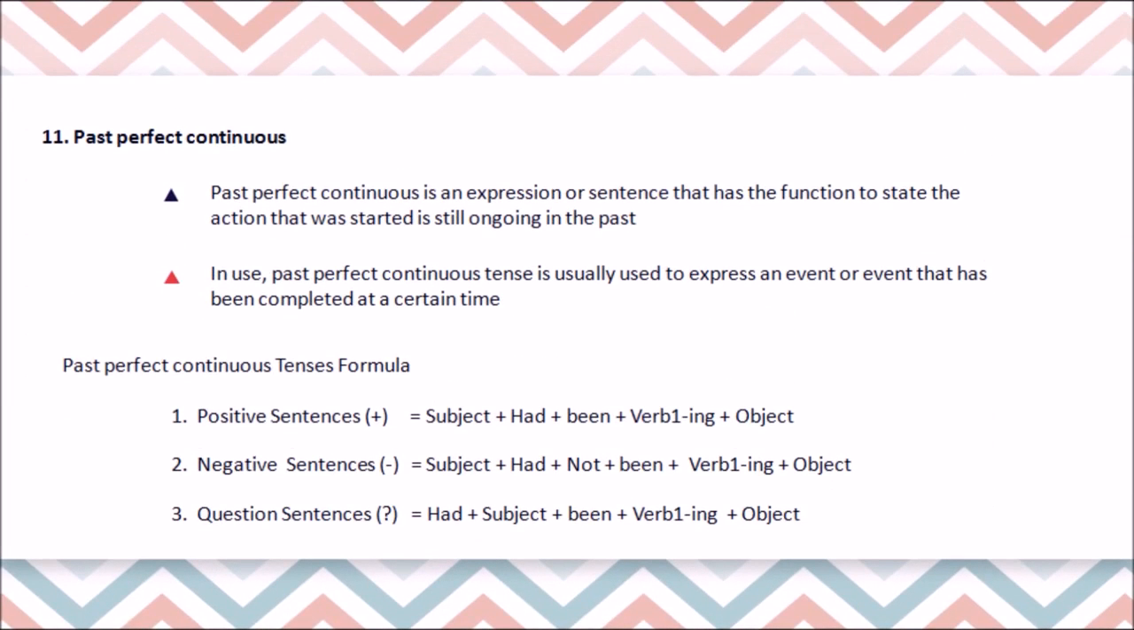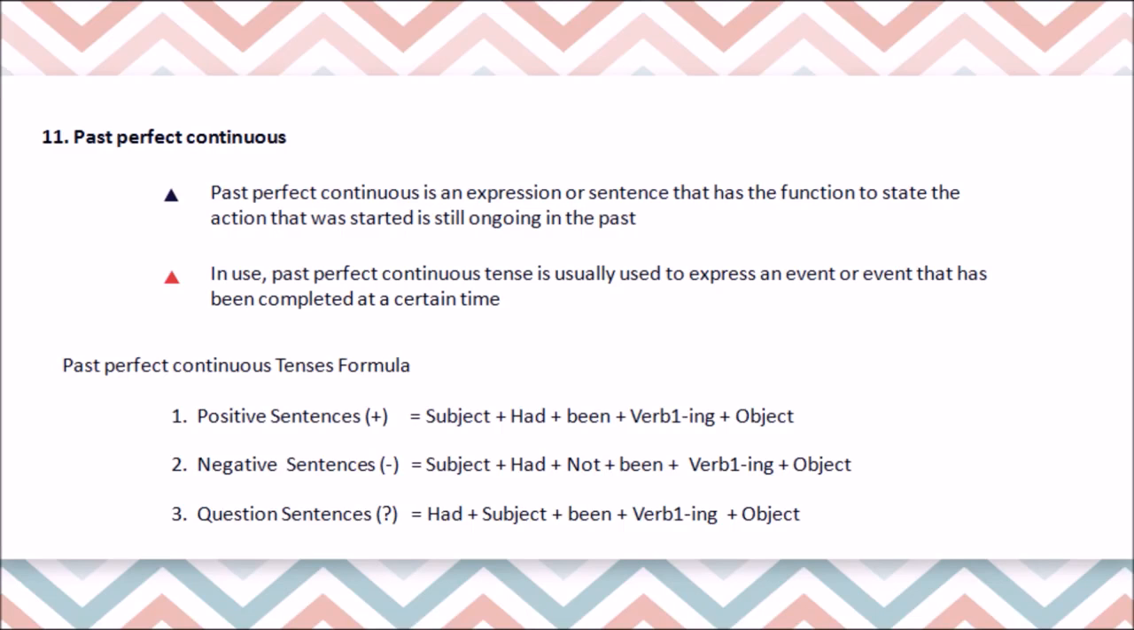Past perfect continuous. Past perfect continuous is an expression or sentence that has the function to state the action that has started and is still going in the past. In use, the past perfect continuous sentence is usually used to express an event that has been completed at a certain time. Past perfect continuous tense formula.